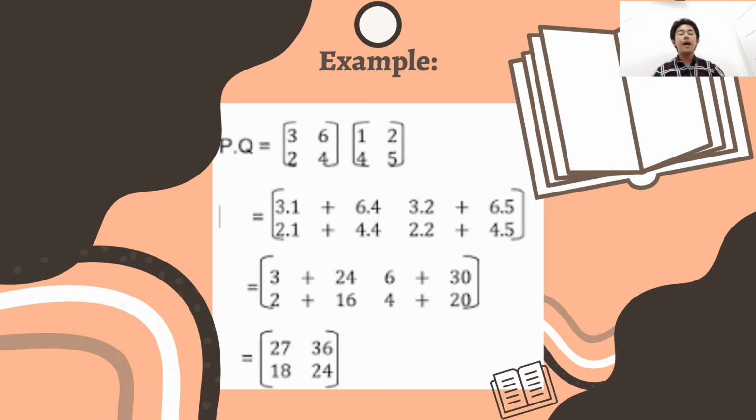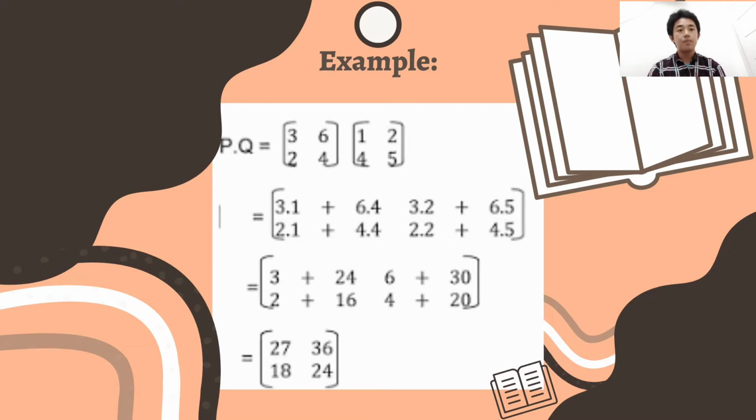Now, that's the answer we got for the first row. Now we're going to search for the second row in the answer. Earlier we finished with the first row from the P matrix. Now we're going to get into the second row of the P matrix, that is 2 and 4. So 2 we multiply with the first column of Q matrix. So 2 times 1 plus 4 times 4.